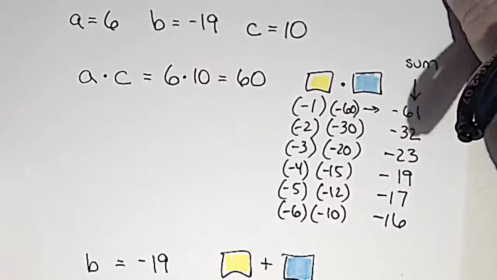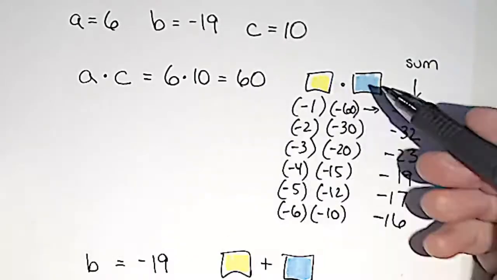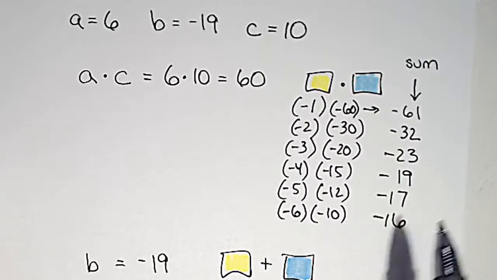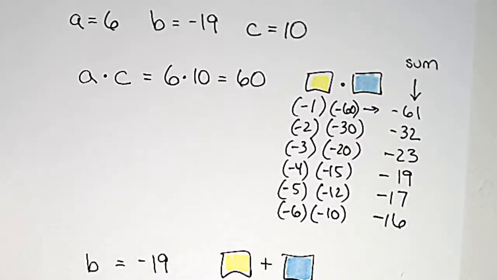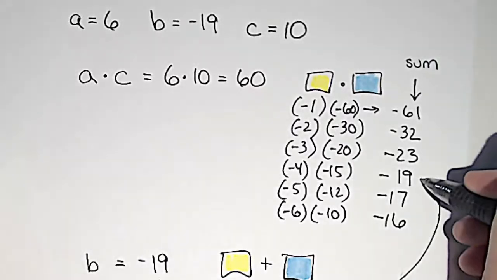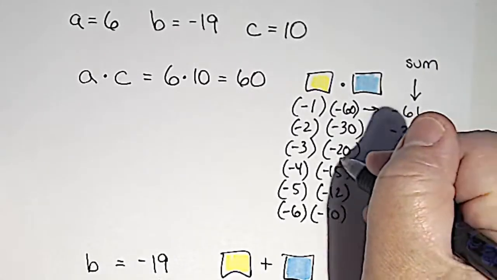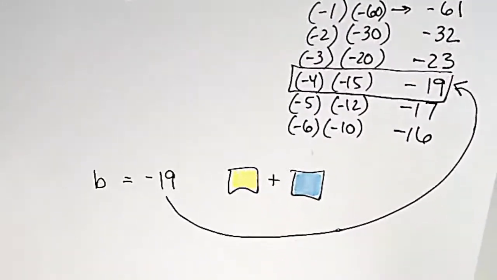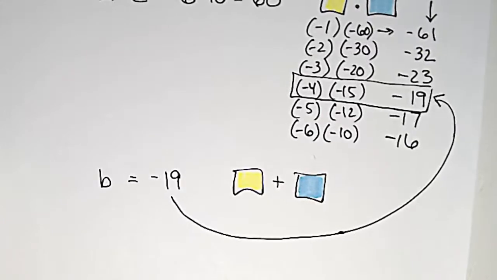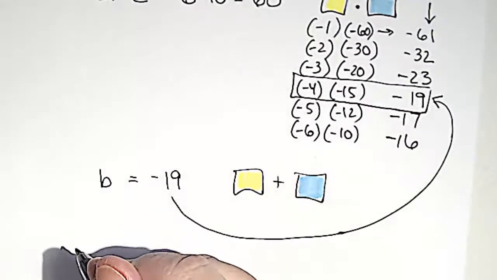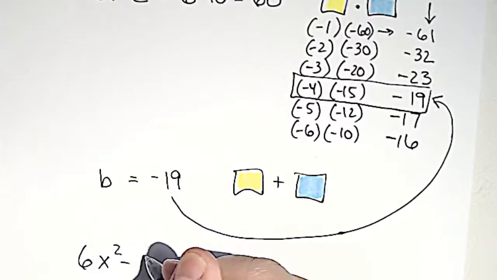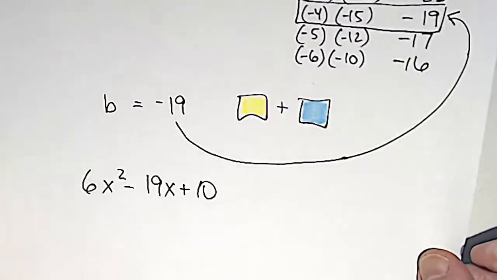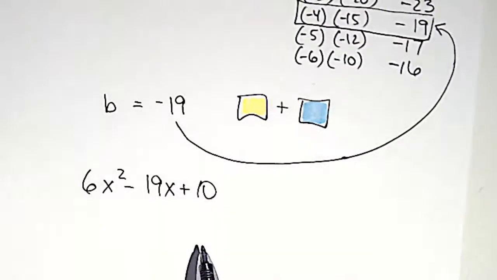Okay, so I multiplied, and then I came up with all the factors, and then I found the sum. And I know that from down here, my sum has to equal -19. So I look and I see, ooh, look at this. I've got this line, which gives me that -19. That is -4 and -15. So now this is what we do. We take the original polynomial, the original trinomial.